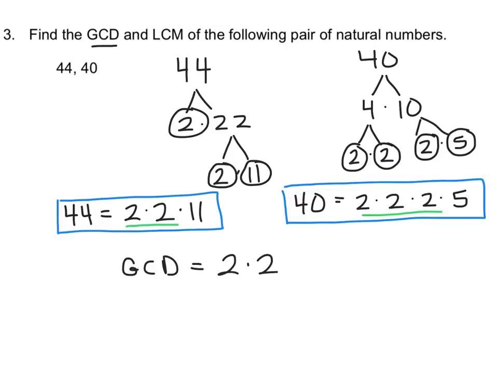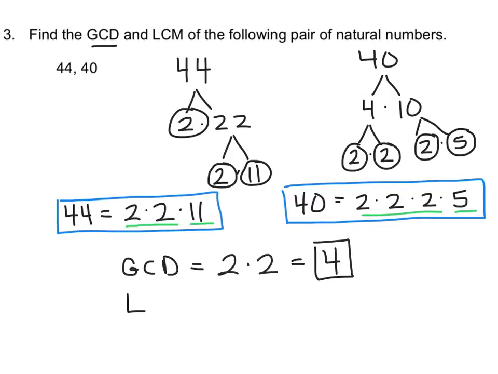Now we'll look at the next factor of 44. And the next factor is 11. 40 doesn't have an 11 in common, so I won't write down the number 11. Next, I'll look at the factor 5 in the number 40. 44 doesn't have the number 5 in common, so I'm not going to write that down. The only thing that both numbers have in common are 2 2's. So that tells me that the GCD is 2 times 2, which is 4. So the GCD is 4.